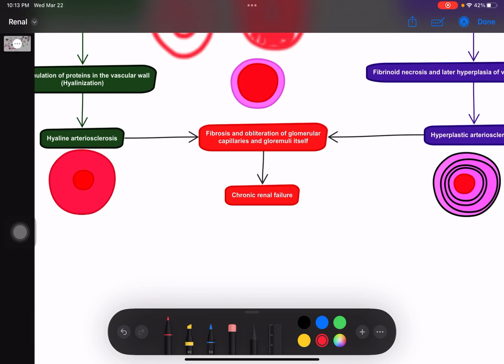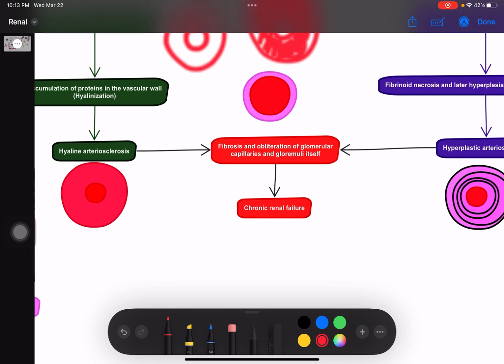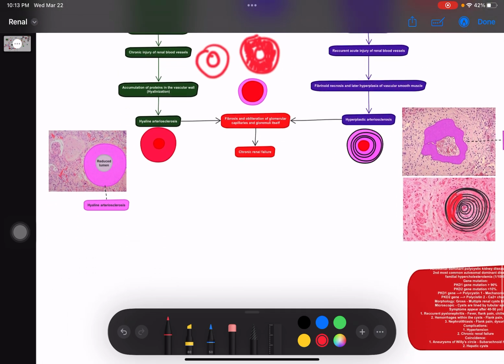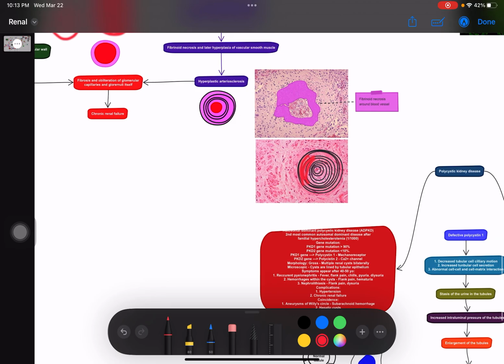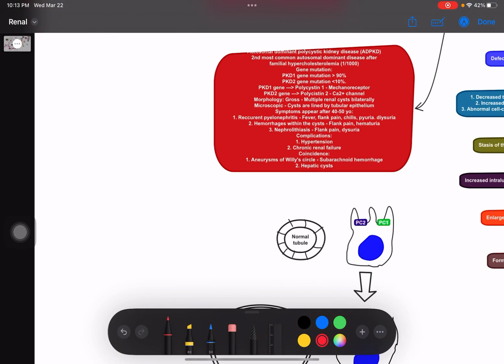So both of those arteriosclerosis are going to cause fibrosis and obliteration of glomerular capillaries and glomeruli itself, and it's going to most certainly cause a chronic renal failure. Right? Fibrinoid necrosis around blood vessel, onion skin appearance.